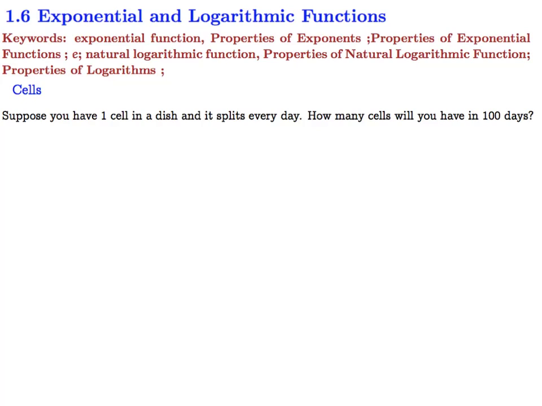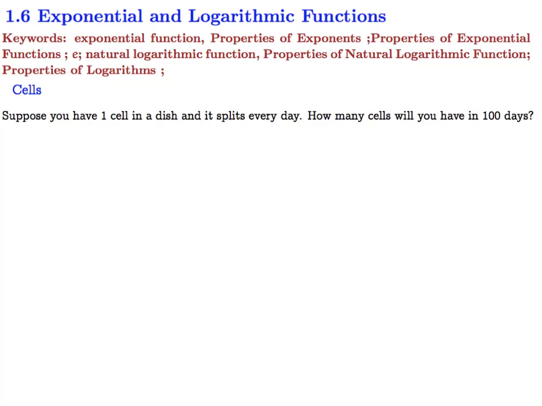Hello, today we're going to look at some exponential and logarithmic functions. You have your keywords presented at the top. There is a lot of them. Once again, this is a pretty heavy vocab section, but each one isn't so bad. So let's start by looking at an example where you would use exponential functions.